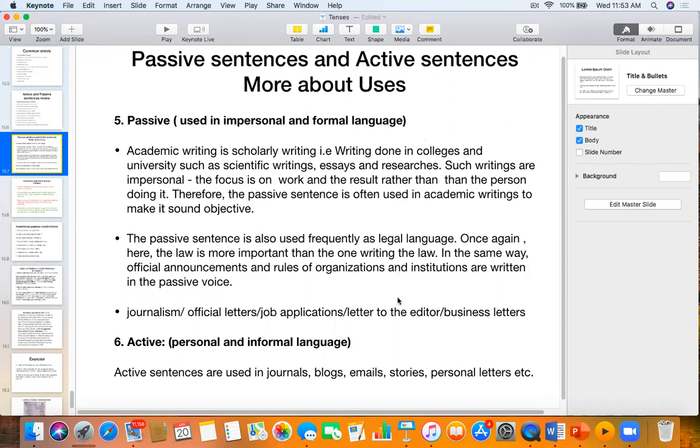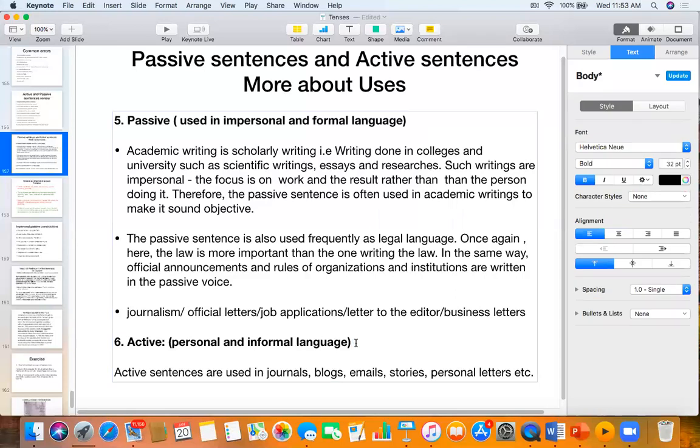All right, so this is important. And you will see some examples. All right. Okay. So now where do you use the active sentence? Now, active sentence is usually spoken language. It's very simple. All right.